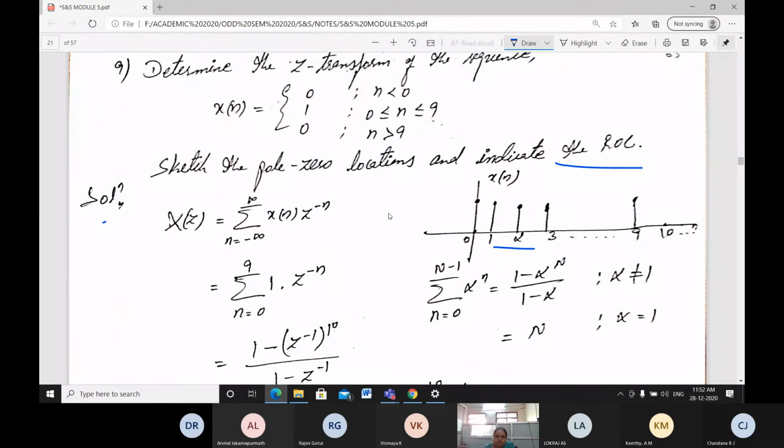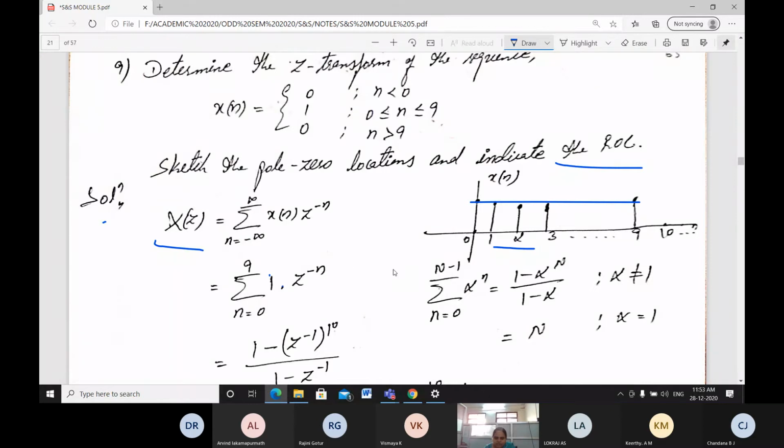It is shown. Then use the z transform equation, that is x of z is equal to summation n varying from minus to plus infinity of x of n z power minus n. Our signal is going to be existing from 0 to 9 only. For that reason, our n is going to be from 0 to 9. What is the value of all these samples? It will be 1 only. For that reason, 1 into z raised to minus n.